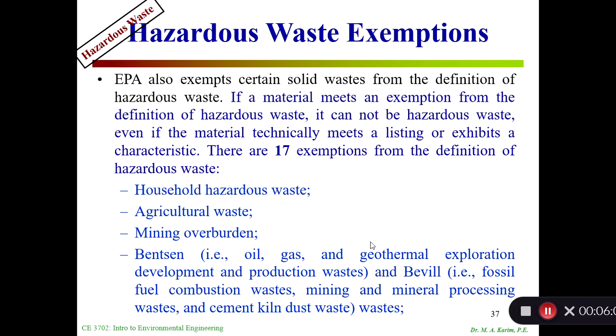There are 17 exemptions. In this case: household hazardous waste, agricultural waste, mining overburden, oil, gas and geothermal exploration, development and production waste, the fossil fuel combustion waste, mining and mineral processing waste, and cement kiln dust waste. So these are not part of the hazardous waste.